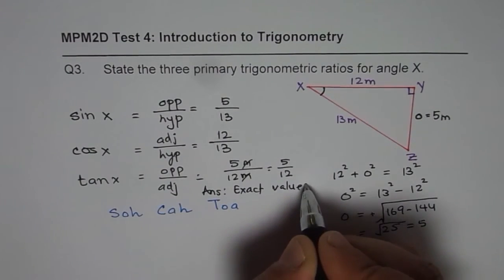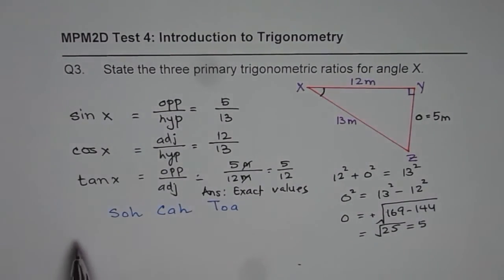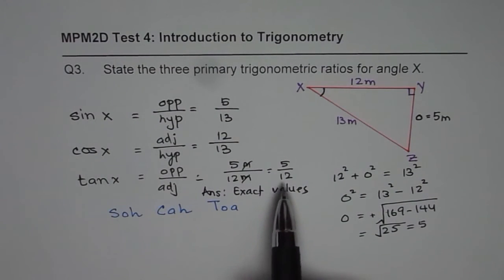Well, so sine x will be 5 over 13, cos x will be 12 over 13, and tan x is going to be 5 over 12.